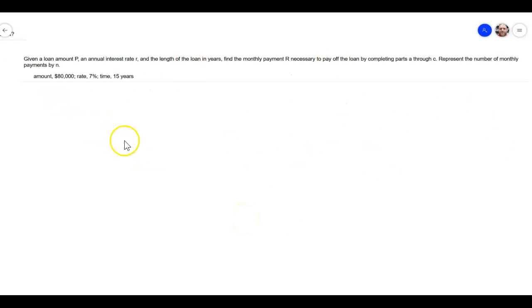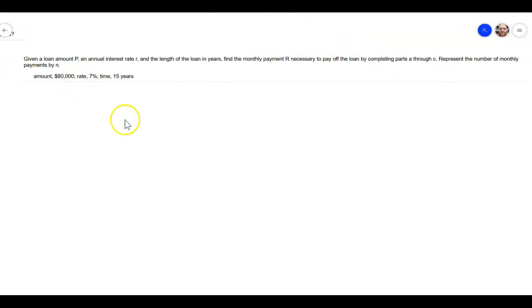So this is the last problem, and here's one of the biggest formulas that we're going to have to deal with in the entire class. This one is given a loan amount P, an annual interest rate R, and the length of the loan in years. Find the monthly payment, capital R, necessary to pay off the loan by completing parts A through C. Represent the number of monthly payments by N. So they're giving us this.